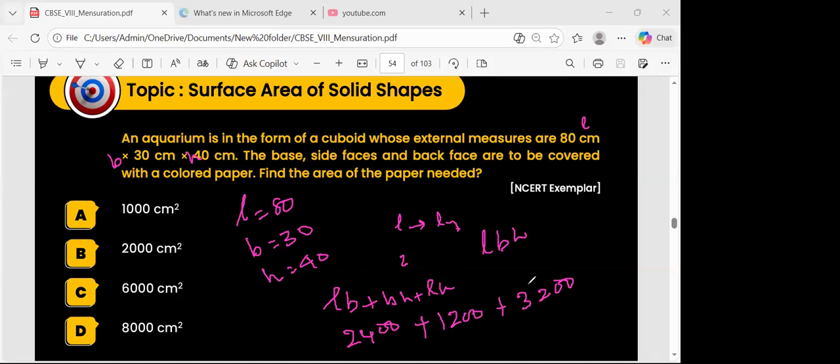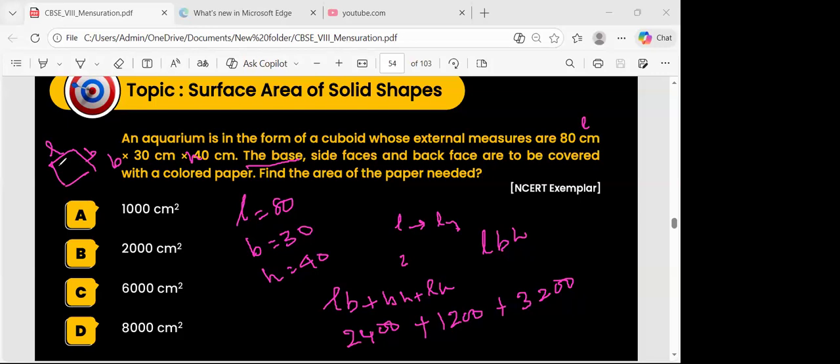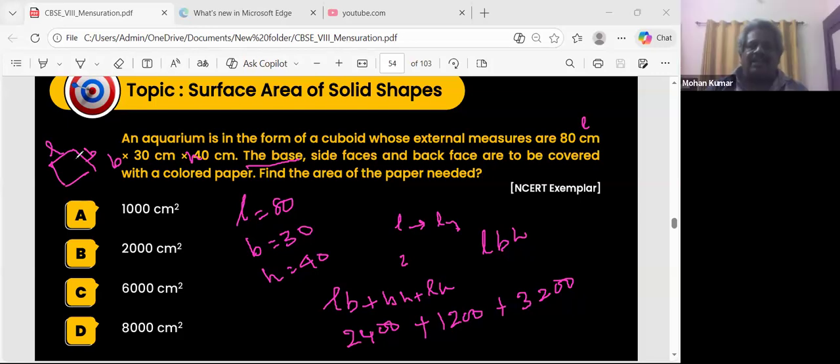Sir, I have a question. I'm in grade 6, and in grade 6, they taught us that to find the surface area of a cuboid, it's L into B into H square. But see, they have asked the base. Base is LB. See, it is the base, L into B. Accepted? Okay. Next, the other side is B. Back face is B into H. Is it correct?